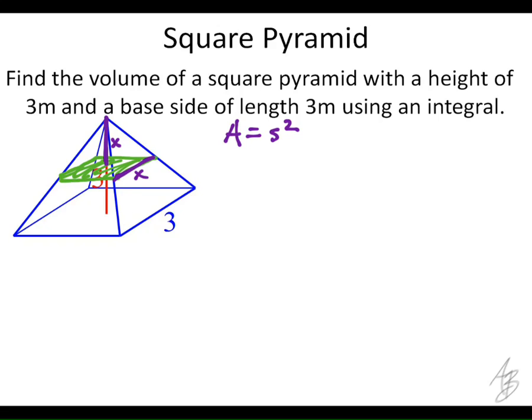And the reason is the height of the overall pyramid is 3, and the side length of the whole big pyramid is 3. So using similar triangles, I could show that. I forgot my x squared. So the area is going to be x squared. So the volume of this pyramid is going to be the integral of x squared with respect to x, because x squared is the area of each cross-section.